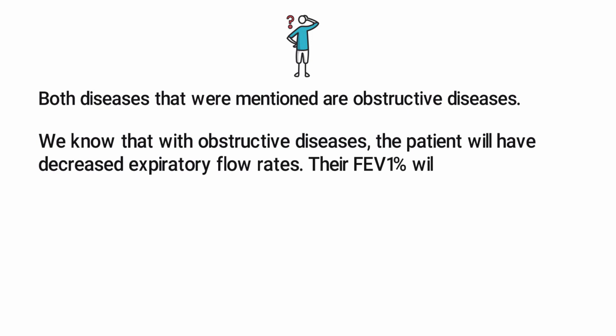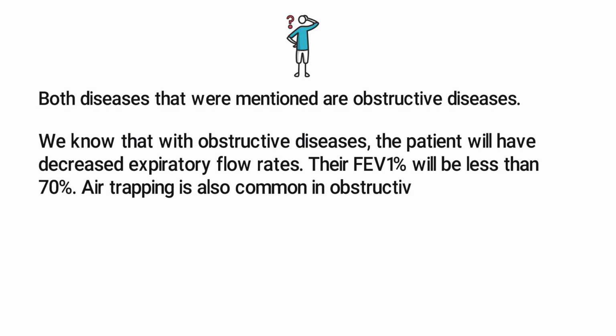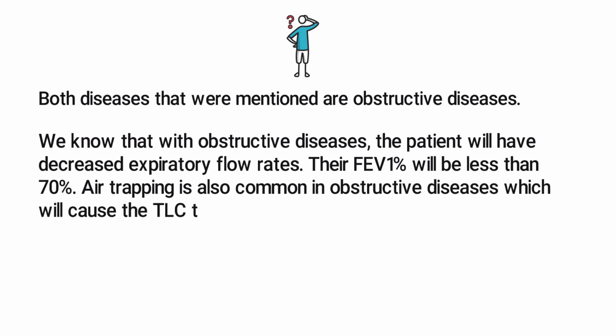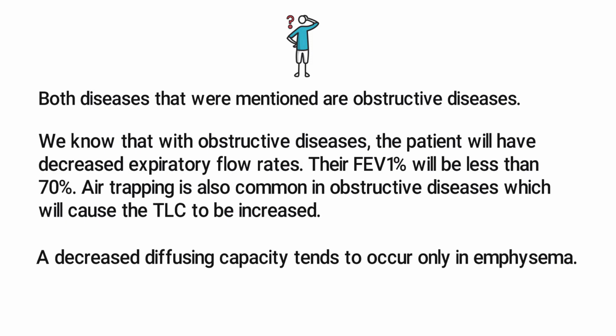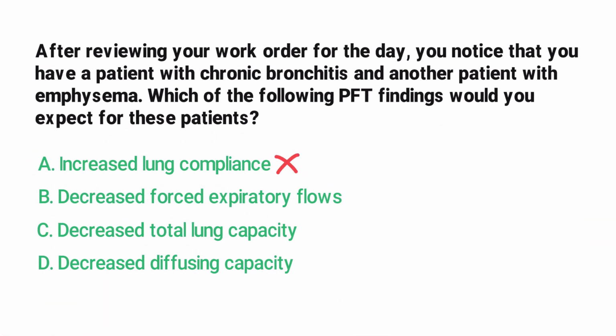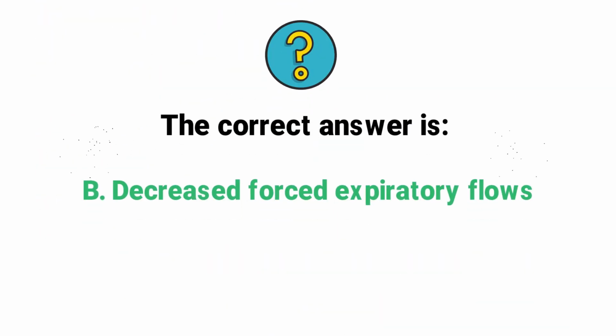Their FEV1 percentage will be less than 70%. Air trapping is also common in obstructive diseases, which will cause the total lung capacity to be increased. A decreased diffusing capacity tends to occur only in emphysema. So, by using what we know about obstructive diseases as well as the process of elimination, you know that the correct answer has to be B. Decreased forced expiratory flows.